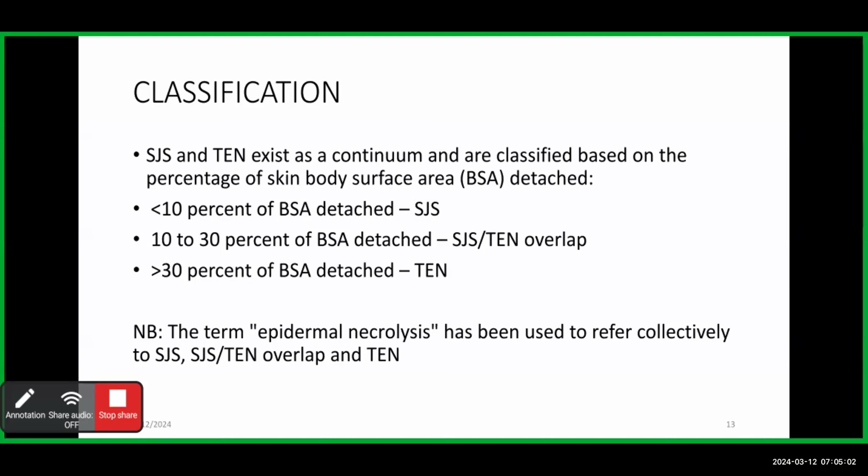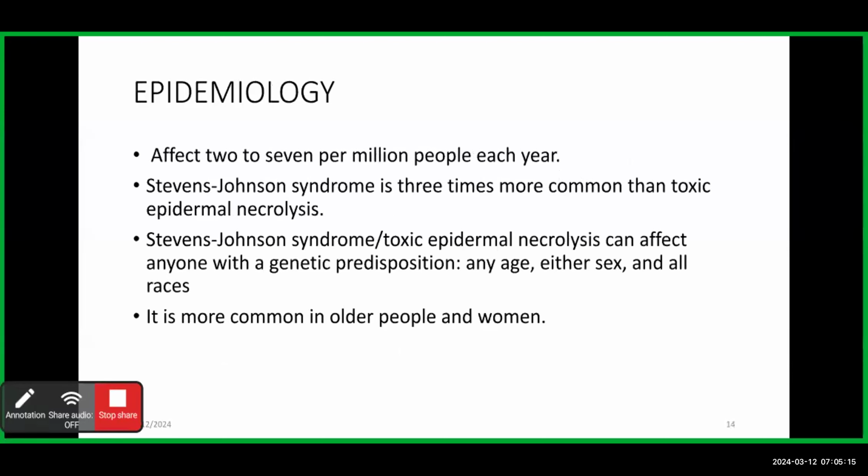Generally, the term epidermal necrolysis has been used to refer to these three classifications, so it is now varied based on the percentage of body surface area affected. Epidemiology-wise, about 2 per million people are affected each year, and Stevens-Johnson syndrome is commoner than TEN. It is common in females and older people.